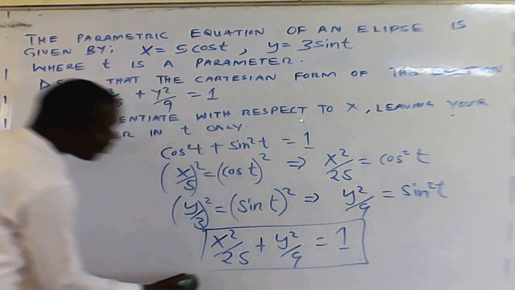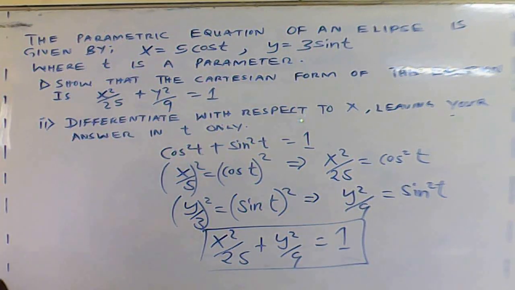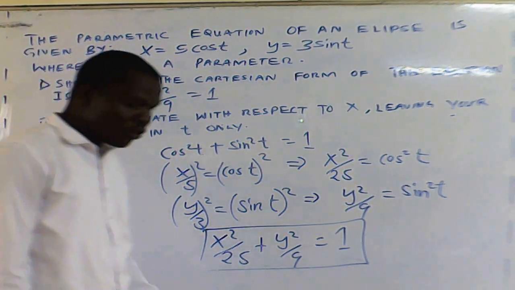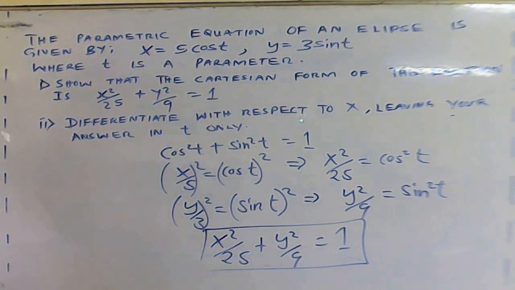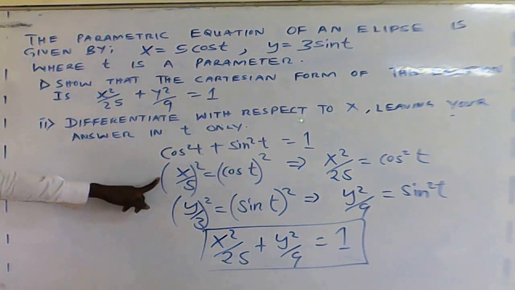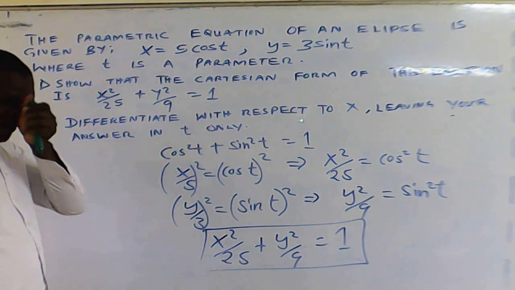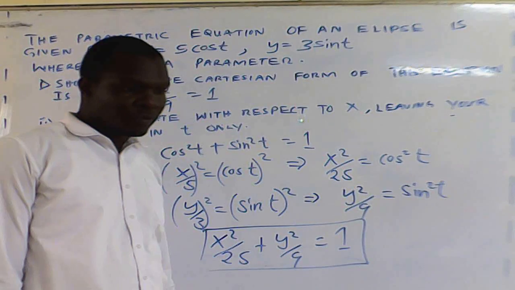You go to the second part. So the second part you've been told to differentiate with respect to x, leaving your answer in t only. So that is very simple. What you do here is this. For you to differentiate with respect to x, this is what you do. I hope you are done with this. Yes, I am. So deal with this, then we differentiate with respect to x.